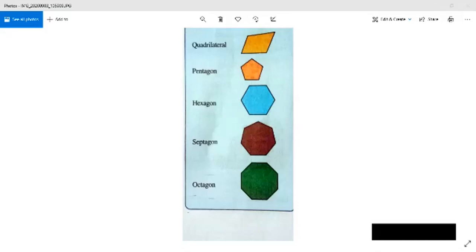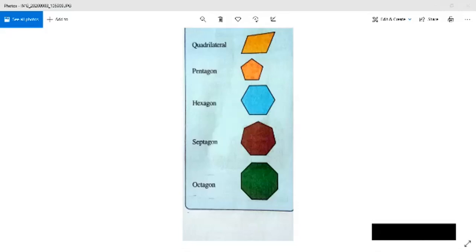What is the name? Pentagon. How many sides does it have? Five sides. Next, another shape. What is the name of that shape? How many sides does it have? Count it. Six sides. What is the name? Hexagon.